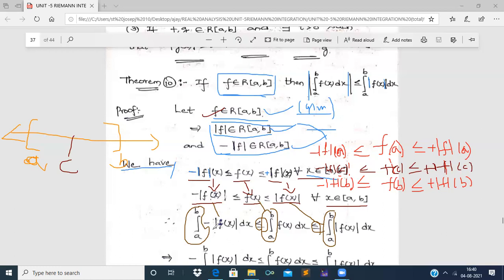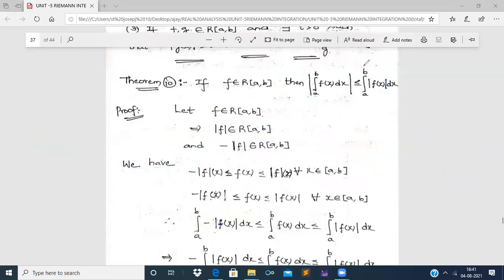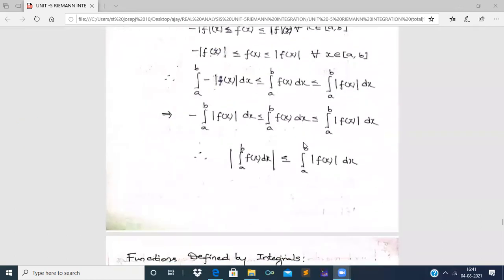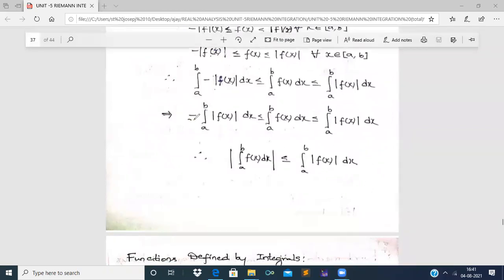Is there any change? We have just put this minus sign before the integral in this inequality. Now, if we proceed further, see what the next step is. The minus is put outside of the integral over a to b of mod f(x) dx, less than or equal to the integral over a to b of f(x) dx, less than or equal to the integral over a to b of mod f(x) dx.